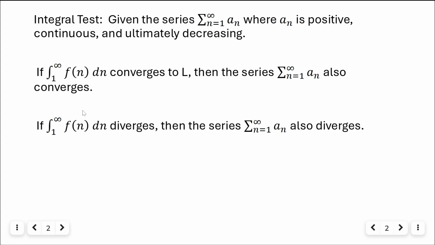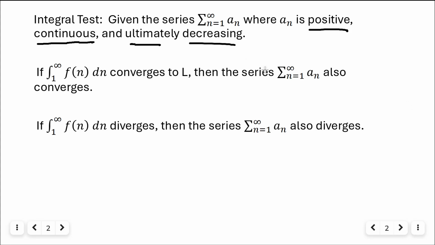The integral test involves a few conditions that you really should know off the top of your head. Given a series where a sub n is positive, continuous, and ultimately decreasing, meaning that at the beginning it's okay if you have maybe a term or two where a sub n is increasing, but as you move on toward infinity, it has to be a decreasing function or a decreasing nth term. That's what we mean by ultimately decreasing.